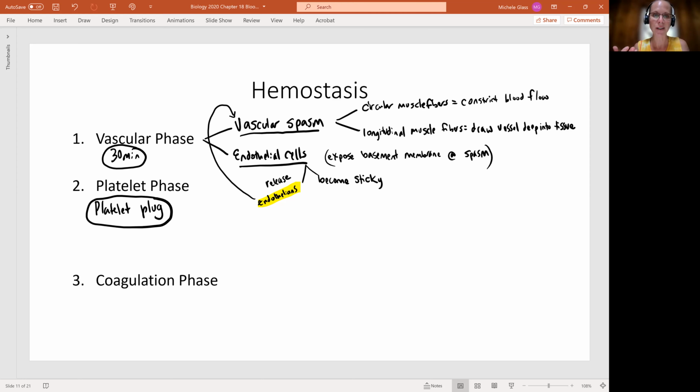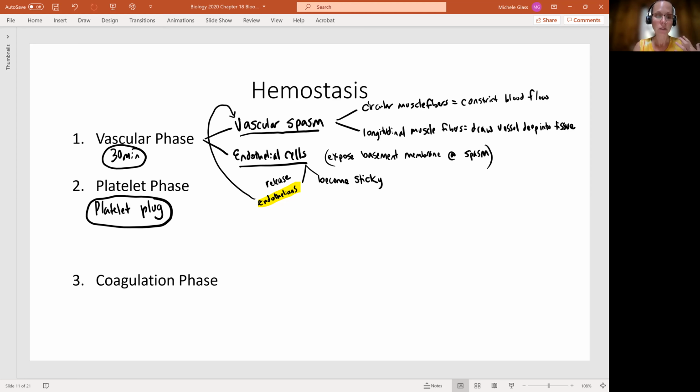This broken, damaged area. And the response is for these platelets to change and they become sticky. So they kind of start becoming spiky in their appearance. And this causes them to kind of start grabbing hold of each other and then grabbing hold of this exposed basement membrane. And so now you have all these platelets filling in that hole. So we've had the vascular phase, which is reducing the diameter of the blood vessel. And then whatever space is left becomes plugged up with those platelets.